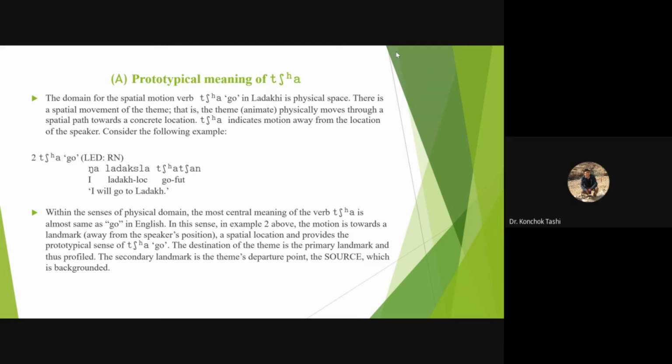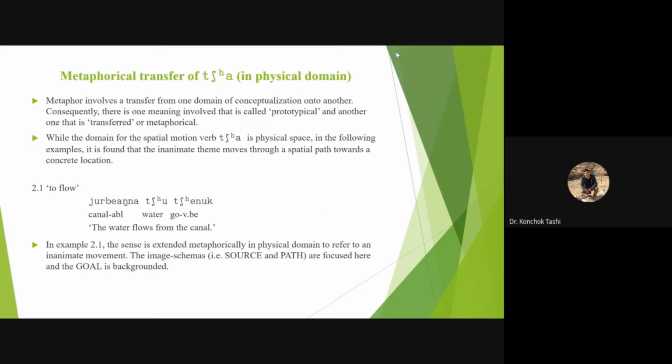Within the senses of the physical domain, the most central meaning of the verb cha is almost the same as go in English. In this sense, in example 2 above, the motion towards the landmark, away from the speaker's position, a special location, provides the prototypical sense of the verb cha. The destination of the theme is the primary landmark and thus profiled. The secondary landmark is the theme's departure point, the source, which is backgrounded here.